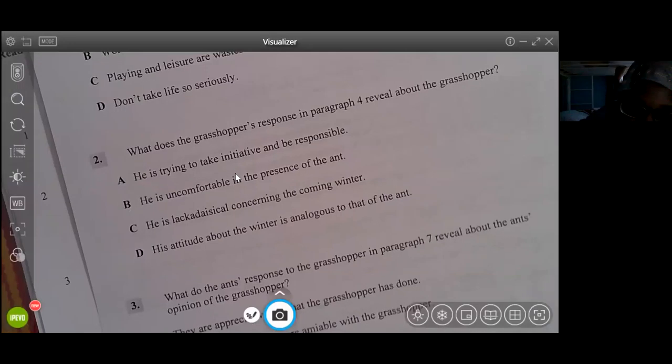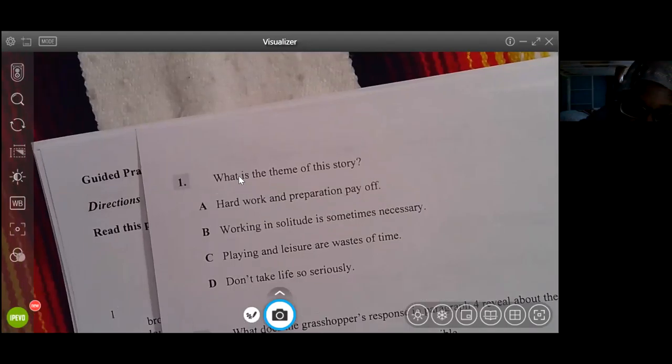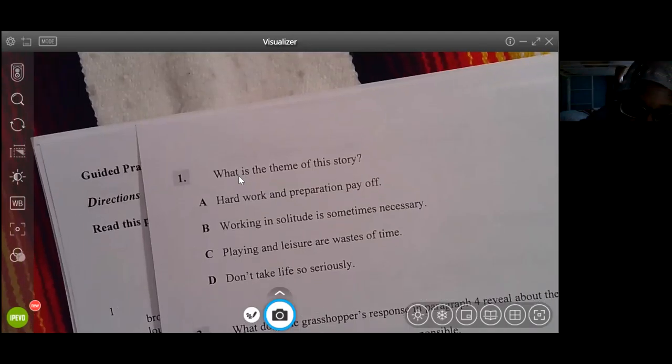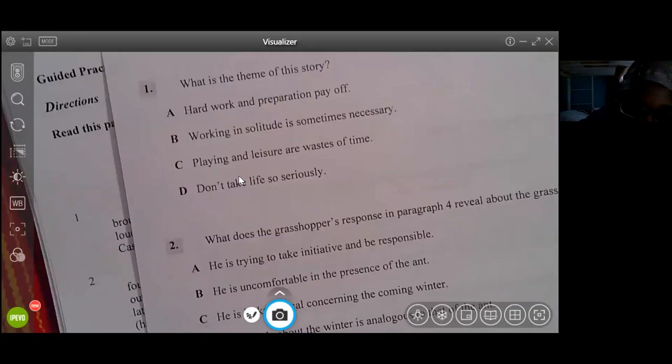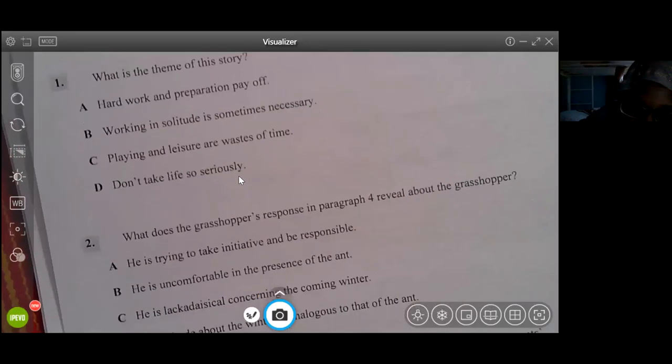The first question is this: what is the theme of this text? Obviously, that is sort of the lesson learned, what we take away from it. The theme that I had is that hard work and preparation pay off, obviously, because that has to do with the ants and what they do. It's not that playing and leisure are a waste of time.